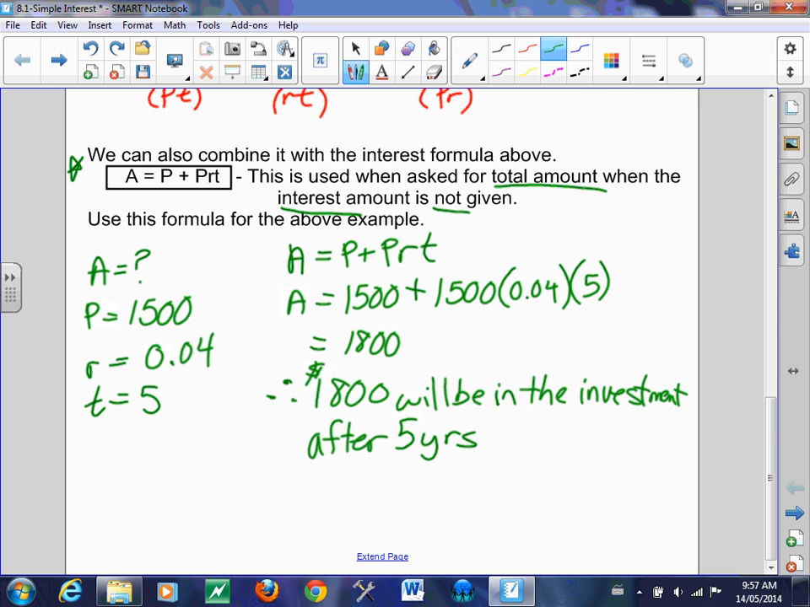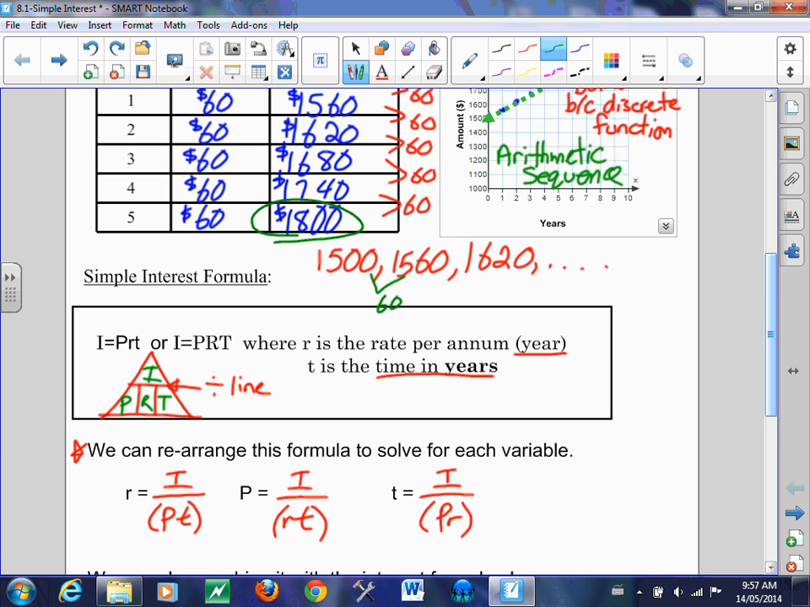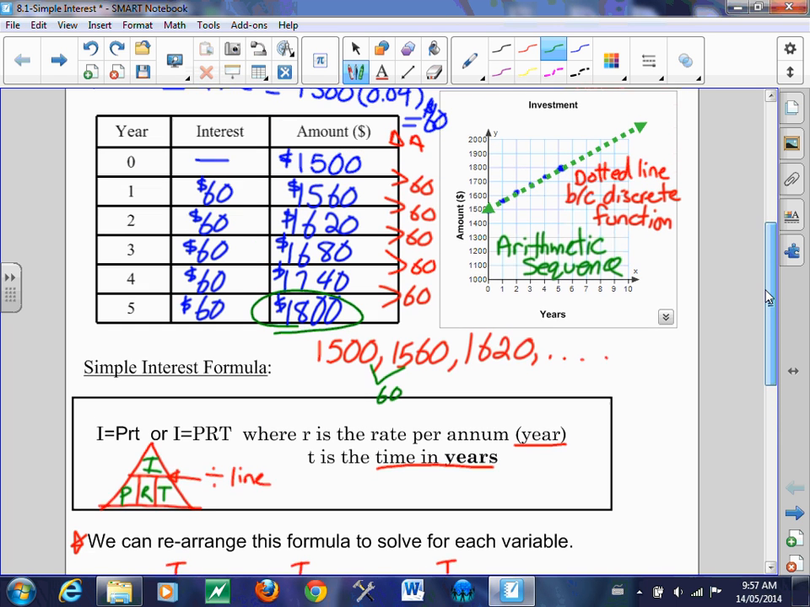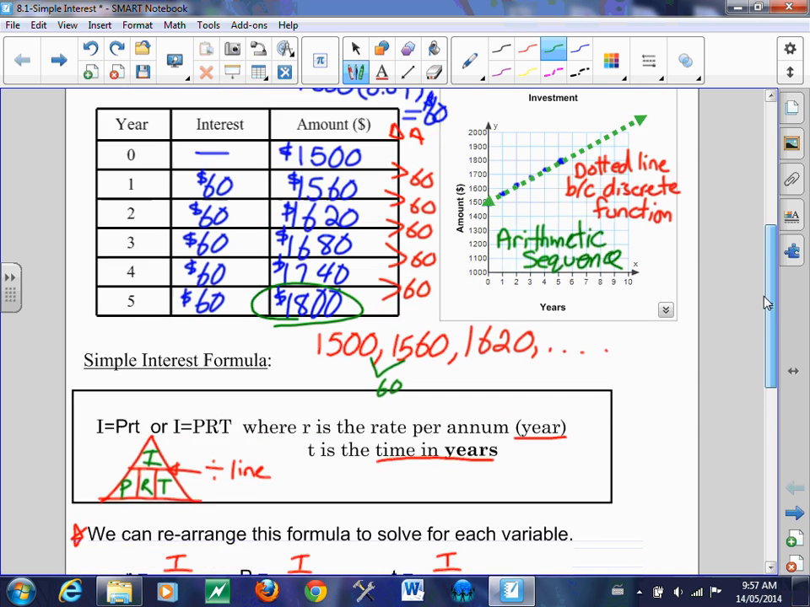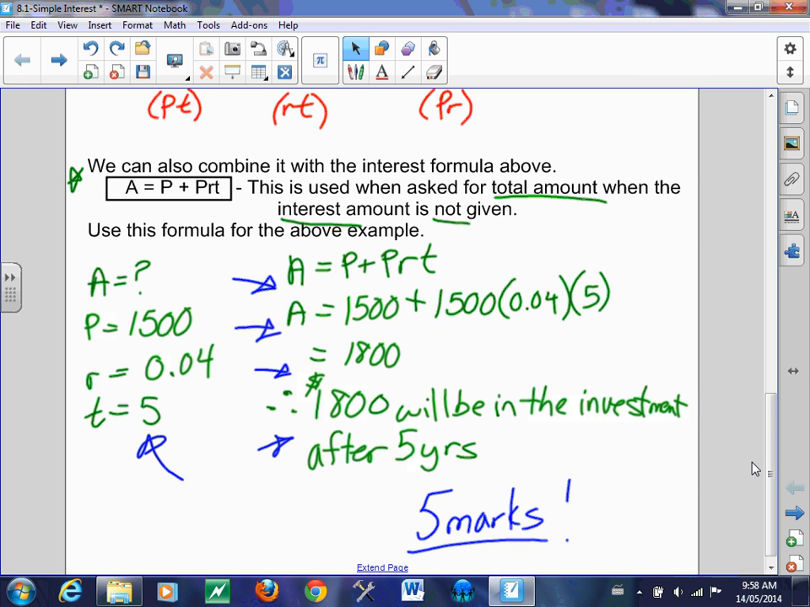So ladies and gentlemen, let's just go check. Go up here to our chart, and after 5 years, how much is in our account? $1,800. So we don't have to write that chart out every time. We can use the formulas and get that all in one step. Just keep in mind, guys, for all financial math, you need to show your givens, which would be 1 mark, indicate which formula, show a substitution, an answer, and a therefore. So we're looking at generally 5 marks for any of these types of questions, okay? Keep that in mind, please.